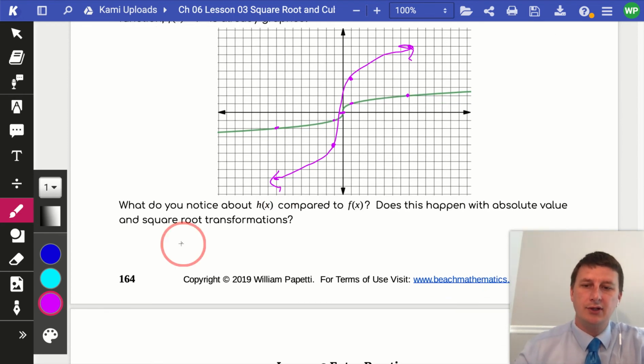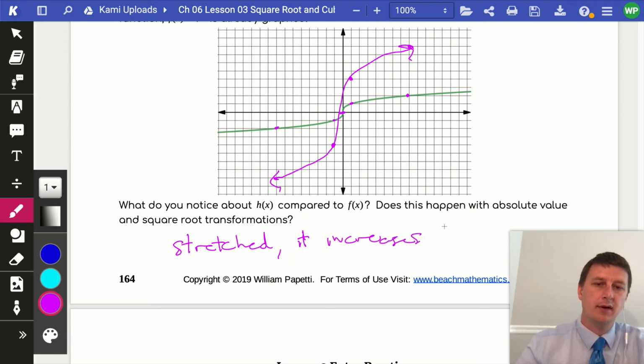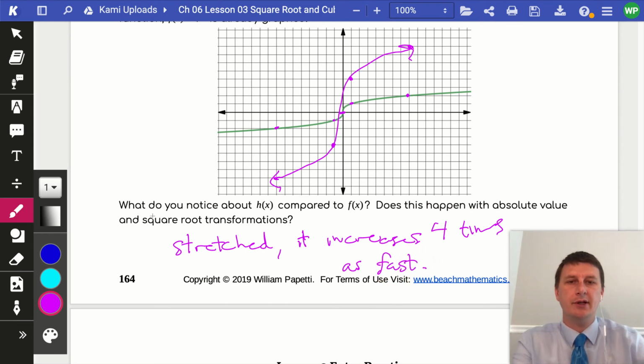It's stretched, or it increases 4 times as fast. And does this happen with absolute value and square root transformations? And the answer is yes.